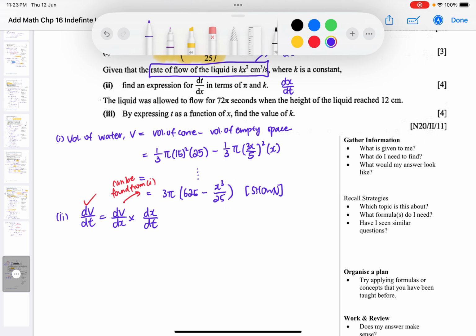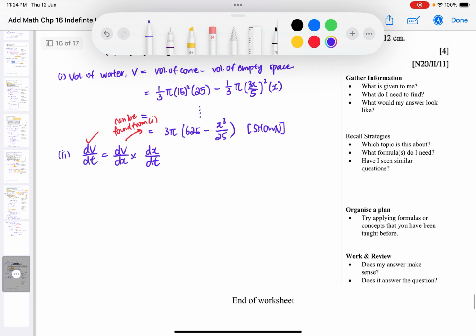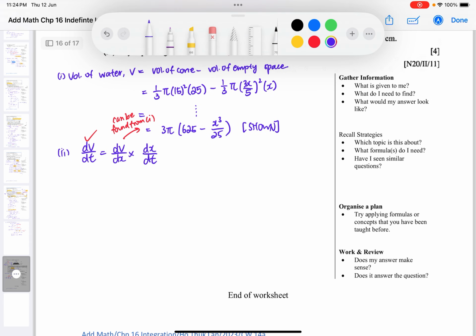Okay, so first let's do our dV over dx first. So let's differentiate first. Okay, dV over dx. Differentiating this expression. How do we differentiate this? Okay, maybe I don't skip steps. Let me expand and show you all first. So V is given by this expression. If I expand it, I will be able to get... 625 is what?